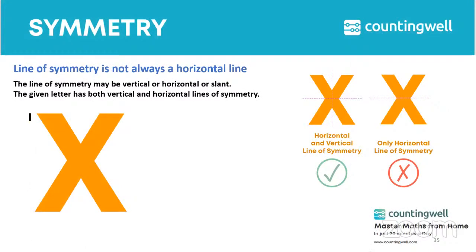Now let us see whether the line of symmetry is always a vertical line or always a horizontal line. Note that the line of symmetry may be vertical, it may be horizontal, and it may be slant. The given letter has both vertical and horizontal lines of symmetry. You can see this is the vertical line of symmetry, this is the horizontal line of symmetry.